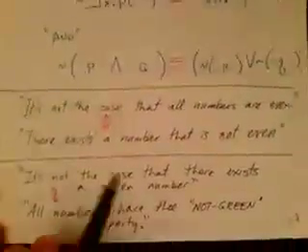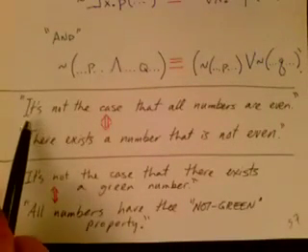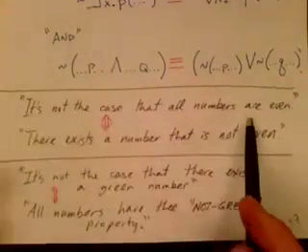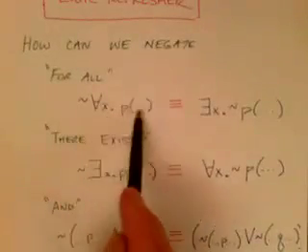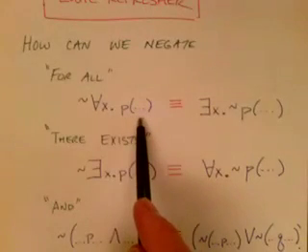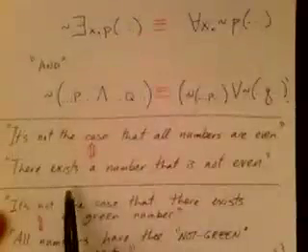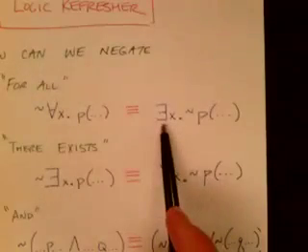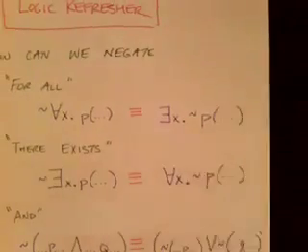So down here I have a couple of examples. The first example is of pushing the not sign through the universal quantifier. It's not the case that all numbers are even. Here our condition is the property that the number is even. That's equivalent to saying there exists a number that is not even. It's equivalent to saying there exists an x such that x is not even.